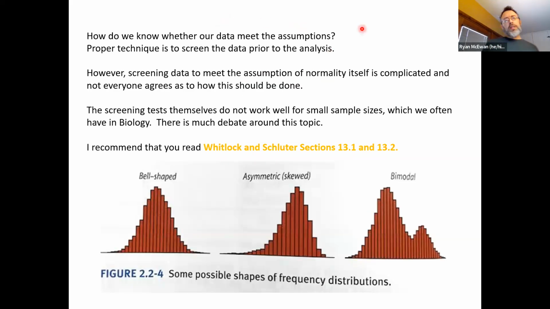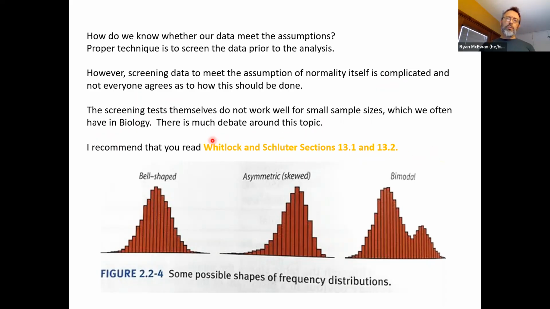How do we know whether our data meet the assumption? We can't run the test if they don't meet the assumptions. The proper technique is to screen the data prior to analysis. However, screening the data to meet assumptions of normality is itself complicated. Not everyone agrees as to how this should be done. The screening tests themselves do not work well for small sample sizes, which we often have in biology. There is much debate around this topic.